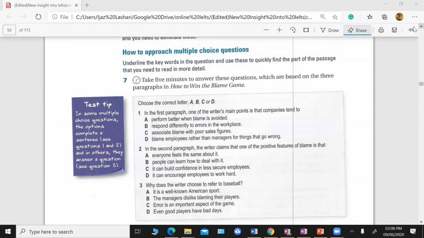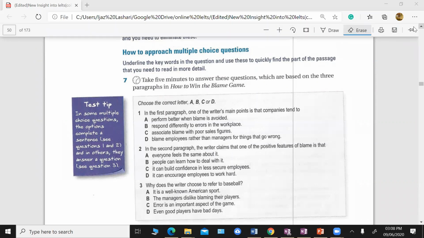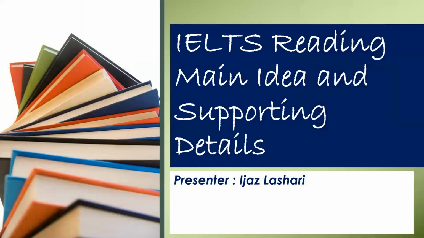We will be working on the next part of the reading section, and we covered this one yesterday. Here I have prepared something for all of you, and let's look at this one here. We will be talking about IELTS reading, and the main thing which we are going to talk about is the main idea and supporting details.